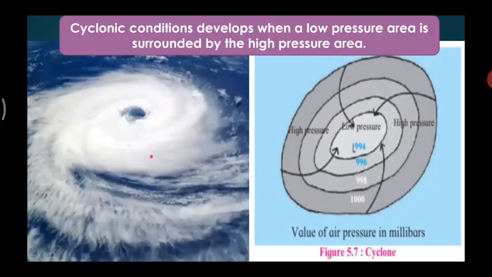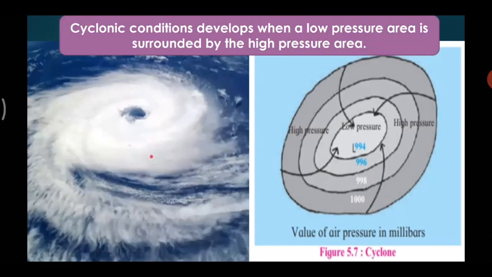The next is, here you can see the cyclone. Cyclonic conditions develop when a low pressure area is surrounded by a high pressure area. You can see in the second figure, this is a cyclone picture. The first picture is a cyclone picture, right? This is a low pressure area and this is a high pressure area. Look in the second figure. You can see the low pressure area and the high pressure area.